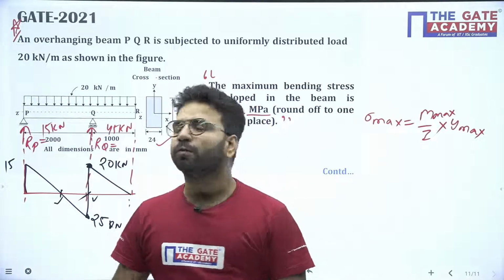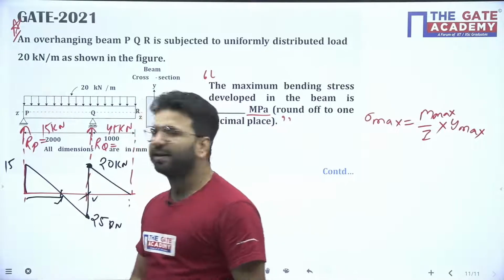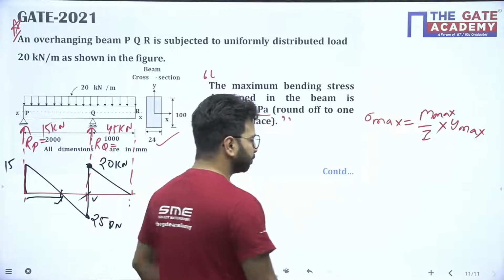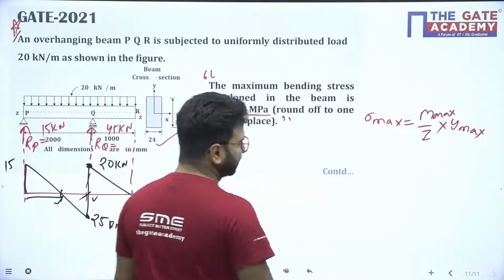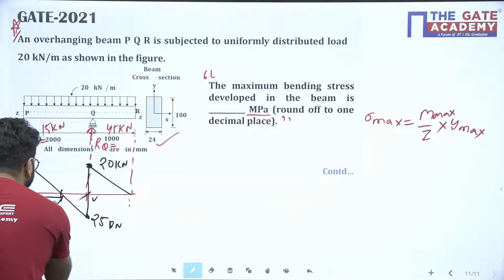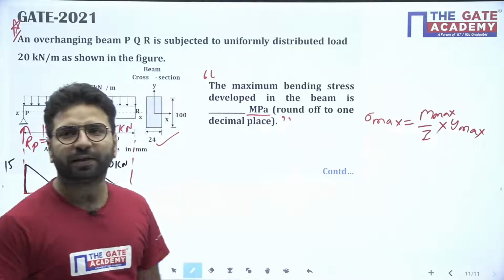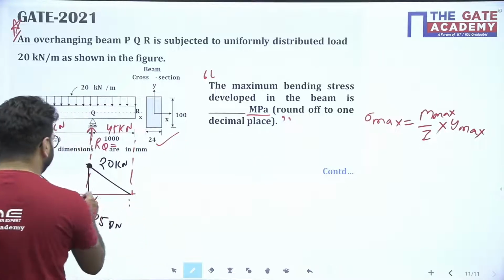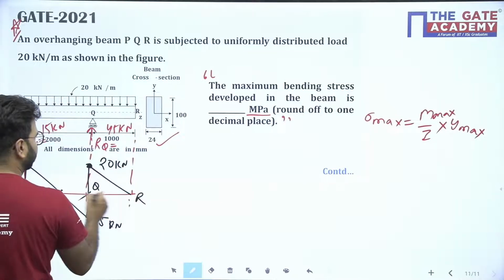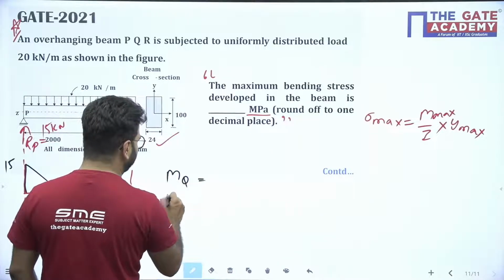So what will you do? First find this distance. Can anyone tell me how much this distance is coming? Apply the similar triangle property. If you solve, this distance is going to come 0.75 meter. This is my Q point, this is my R point, and I am saying this is my S point. So you will calculate the bending moment at Q and the bending moment at S.